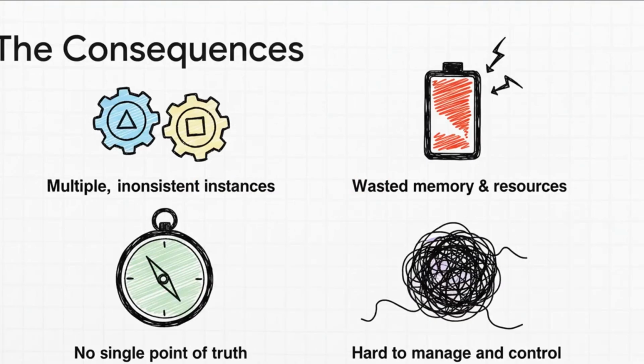And bam, here's what happens. You've got multiple instances that might be totally out of sync. What if one of them reloads the config file but the other doesn't? Chaos. You're also just wasting memory and resources creating these duplicate objects, which is a big deal if they're expensive to set up. And worst of all, that single source of truth we wanted? Yeah, that's gone. The whole thing becomes a nightmare to manage.